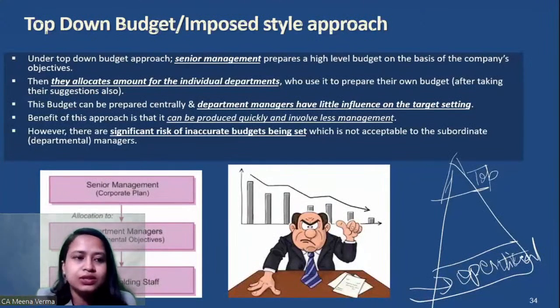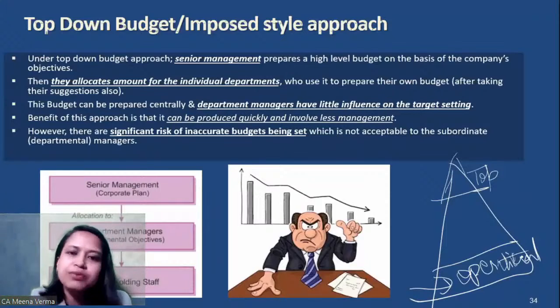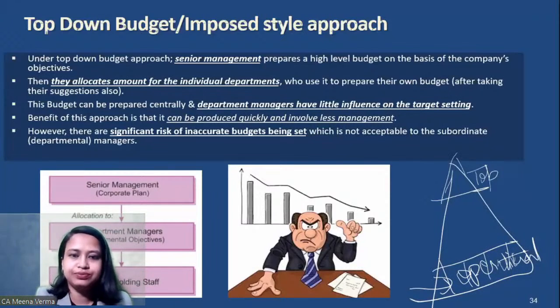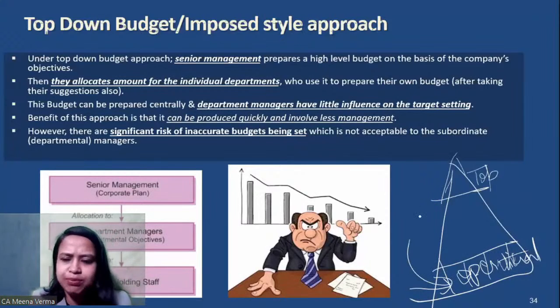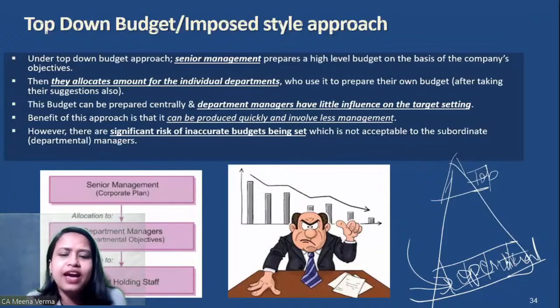Now let us understand. First, the impose style budget. Under this imposed style budget, or top-down budget, senior management prepare the budget of the company. The people sitting at the top level of the management prepare the budget. Then they allocate the amounts to the individual departments of the organization. Though they take their suggestions, they prepare the budget. So this budget is prepared centrally, and the department managers who are actually working have little influence on setting the targets in an imposed style budget.